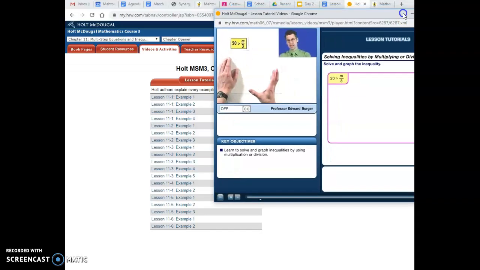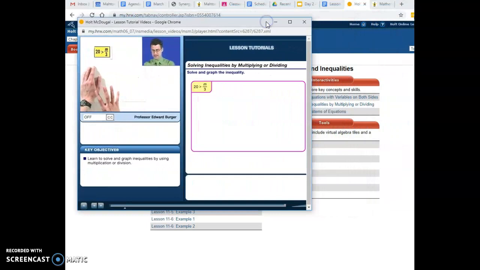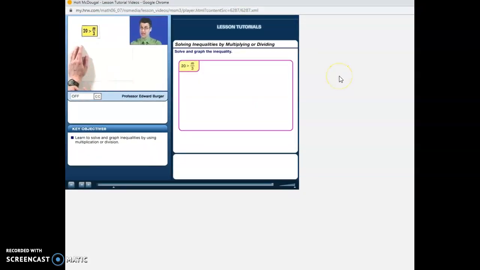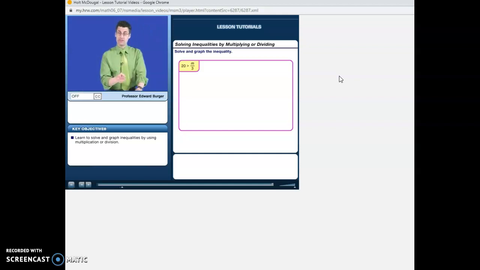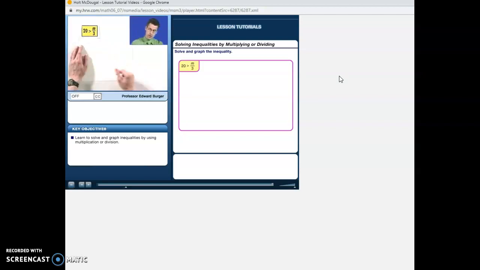Now, it turns out that solving an inequality and solving an equality are very similar. In fact, if you multiply both sides of an inequality by a positive number, nothing changes. It's all good. The complication comes in when we multiply or divide an inequality by a negative number. That's going to force us to reverse the inequality symbol. But in this case, we want to multiply both sides by 3. 3 is positive, and we're good to go.